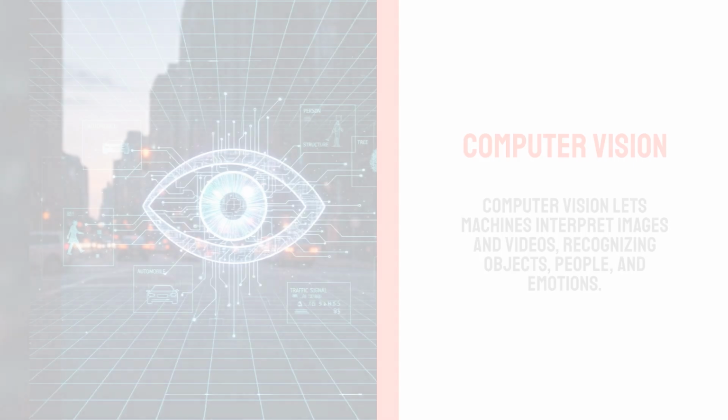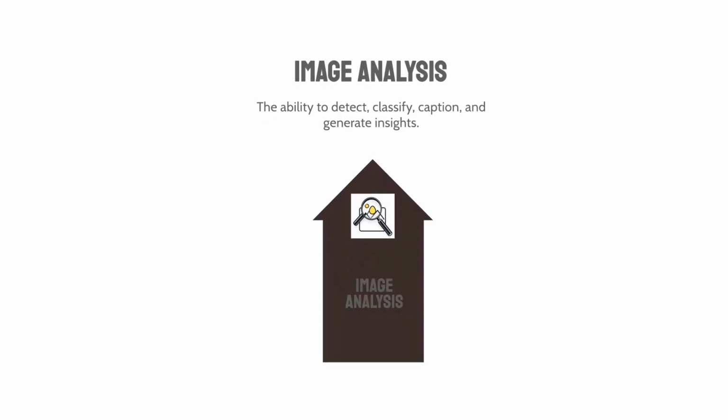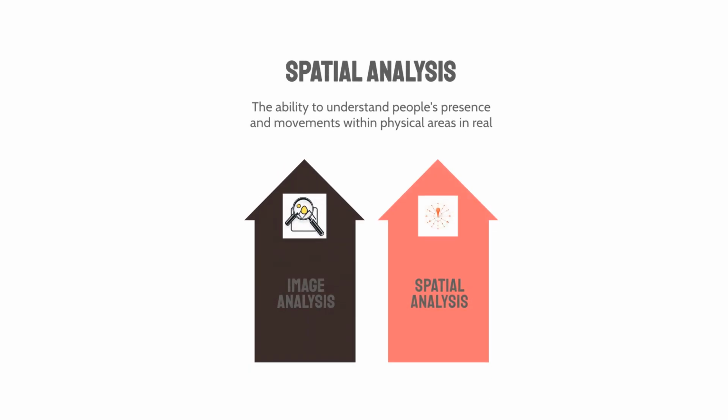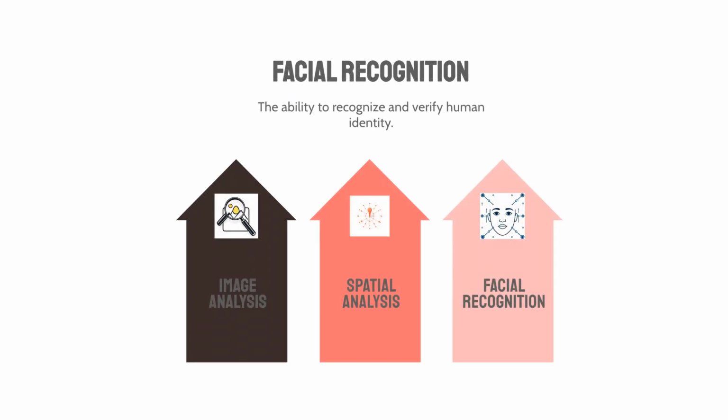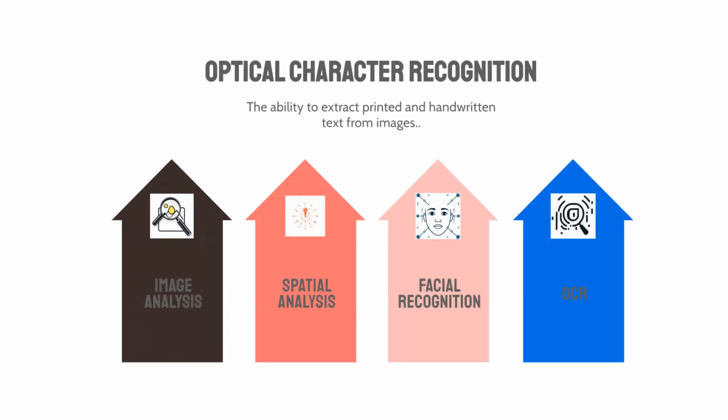types. Image analysis, the ability to detect, classify, caption, and generate insights. Spatial analysis, the ability to understand people's presence and movements within physical areas in real time. Facial recognition, the ability to recognize and verify human identity. Optical character recognition, OCR, the ability to extract printed and handwritten text from images with varied languages and writing styles.